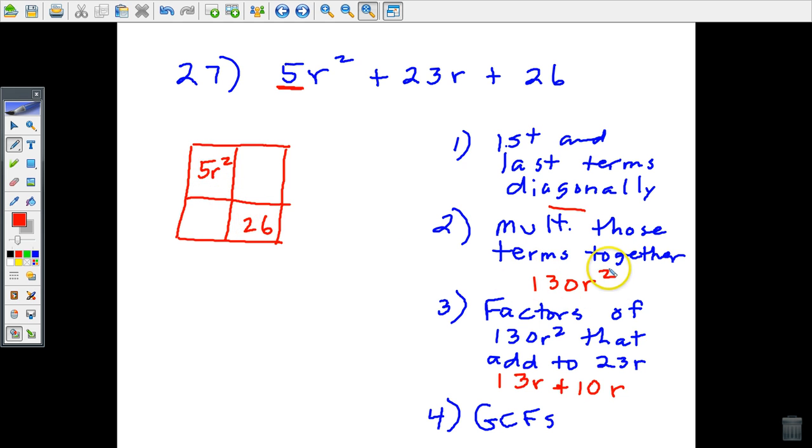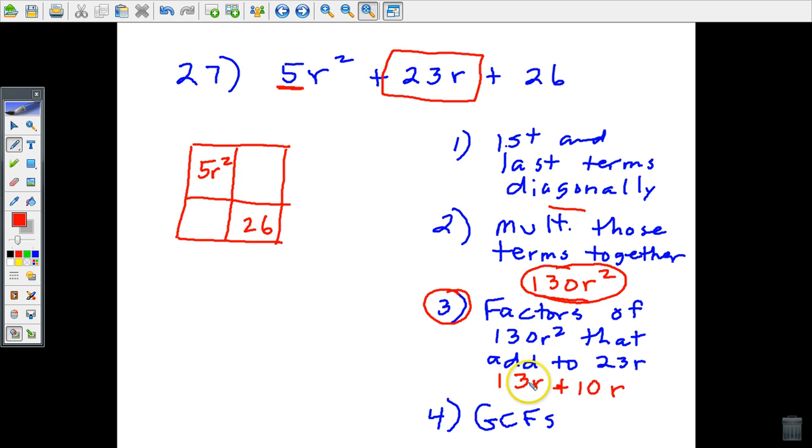And you can use a calculator if the numbers get kind of big. So if you put those two numbers together with multiplication, you get 130r squared. Okay? Step 3. Probably the most challenging step of all is right here. Don't give up on it because of this being a little bit of a challenge. You can do this. I need the factors of 130r squared, two numbers that multiply together to give me this, and those same two numbers when added together would give me the middle of this expression, positive 23r.